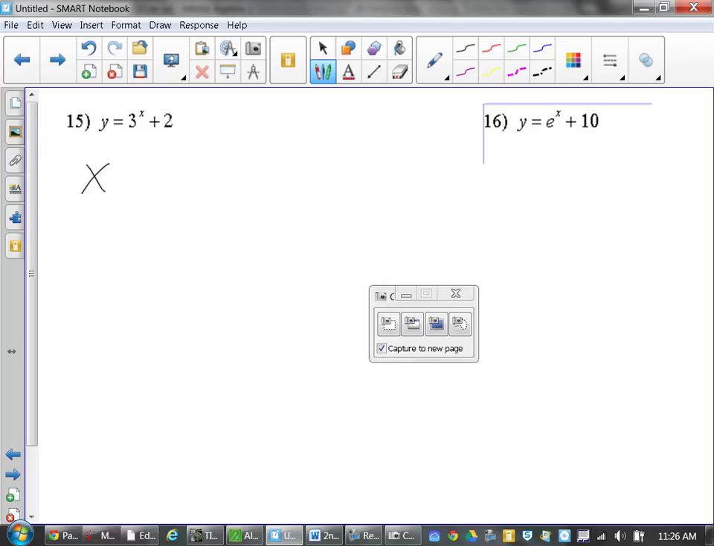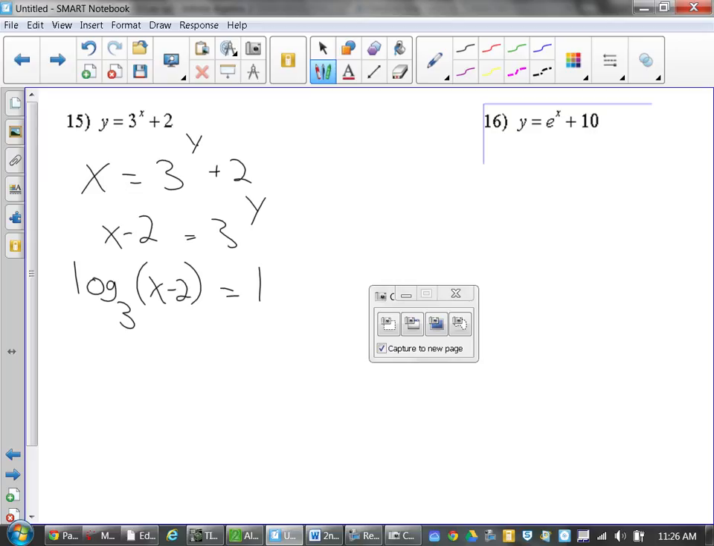So remember, change them. X equals 3 to the y plus 2. Subtract 2. Now what do you do to get the y down? Log it. This time I log base 3, because if I log base 3 over here, it just becomes y. This is my answer.